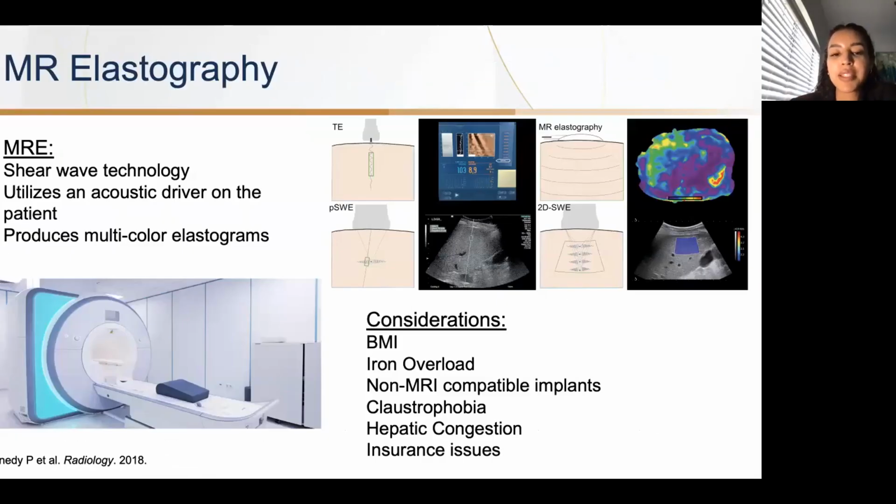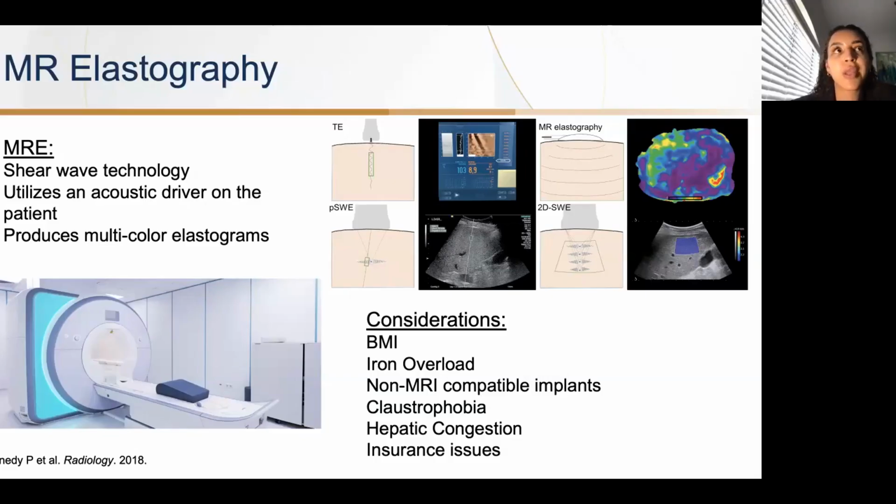Now, one other limitation: we are very privileged at UT Southwestern having access to MRI elastography. This is an expensive test, and not all centers have MRI elastography. But if you do have access, or if you're able to send patients over to UT Southwestern, then this is an option, but it's not an option for everyone. And then I will say that this can also be expensive.